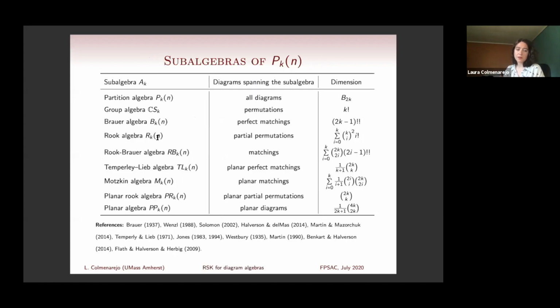And this table over here includes some of those subalgebras. There are more, and the tables in the original paper contain more. But let me show you some examples. So what we have here is that, for instance, the group algebra is going to have as diagrams permutations, and this allows us to give the dimension. So these references over here, if you look at the original paper, you will see all the references included for each of them, but I just wanted to point them out here.